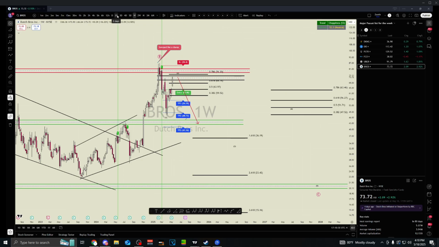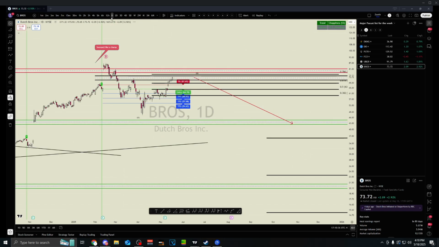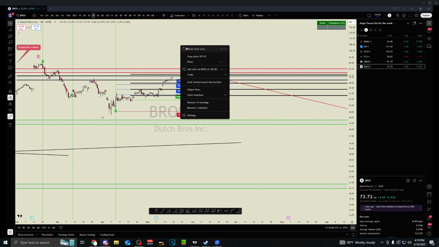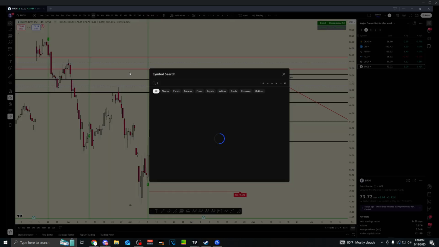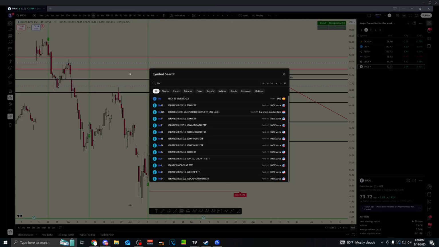And as always, create a bias using the higher time frame like this one, but look for entry on the shorter time frame. If I was looking for the entry, I'll go on the 4 hour or 1 hour for a nice trade, right? So that's what I do. And one more example I can go over is IWM.